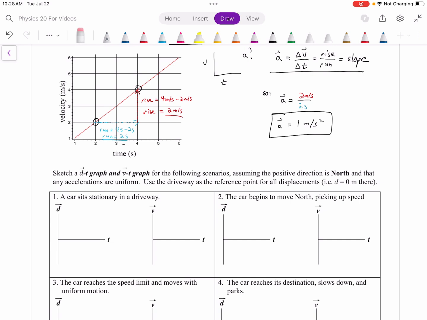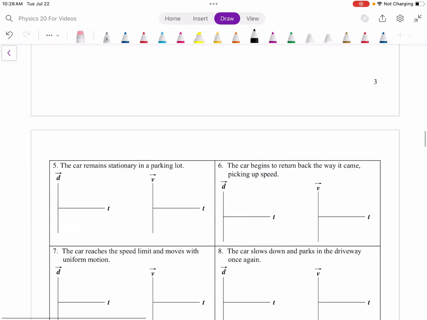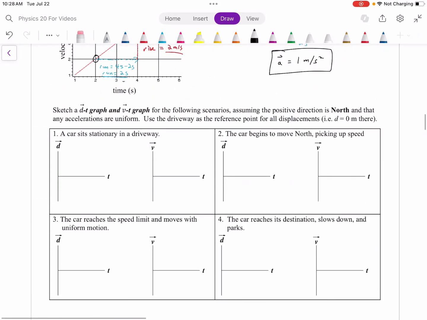Okay. So looking at this next example here, we're going to sketch displacement as a function of time graphs and velocity as a function of time graphs for some scenarios. So it looks like we've got a multi-part story, so to speak, where we're going to be describing the motion of an object graphically with displacement versus time and velocity versus time. So where it is as time goes on, and then also how fast it's moving and in which direction as time goes on. Okay. Tells us to assume the positive direction is north.